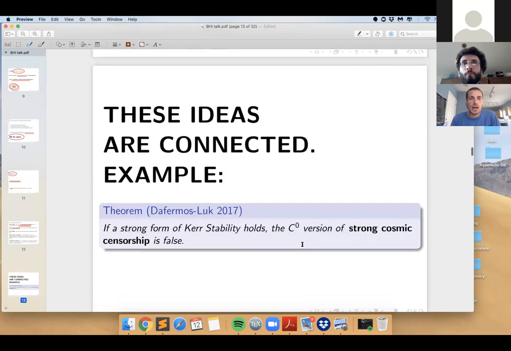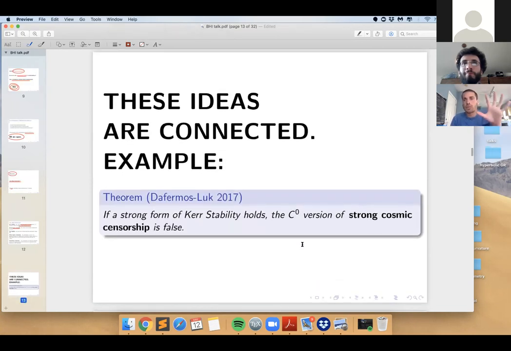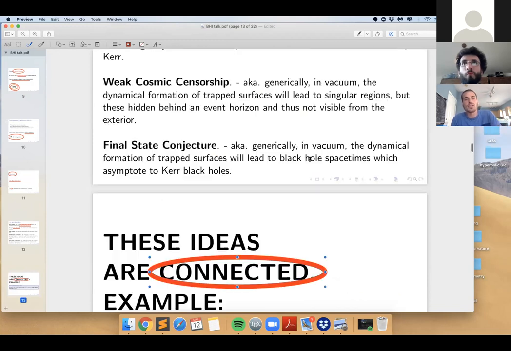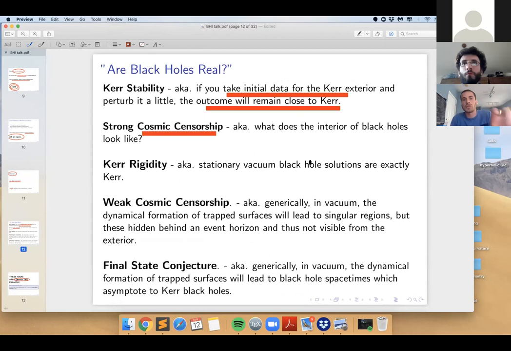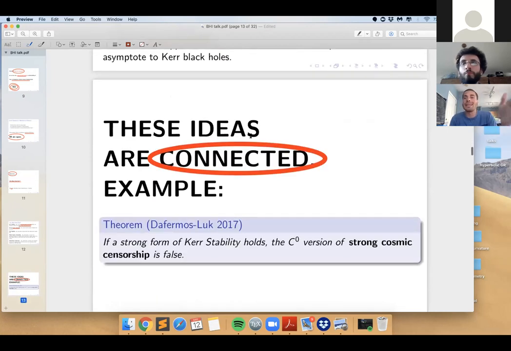So these ideas, I want to make the point, will be relevant for the talk because what I'll be presenting is exactly in the spirit. These ideas are connected, and that's really important, right? What I mean by that is that if you take these conjectures and you try and prove them head on, they're very difficult. People are trying very hard with Kerr stability, and they're almost there, I believe. But if you try and tackle these other conjectures head on, it's very difficult. And so what you might want to do is to find a link between them.